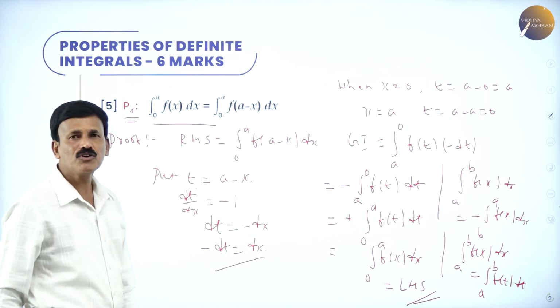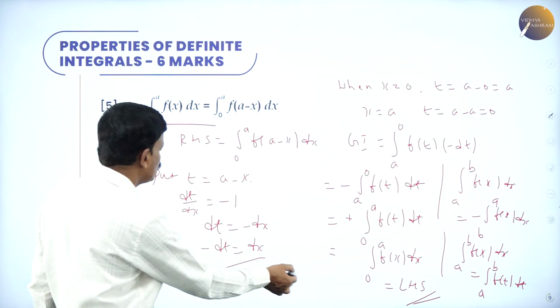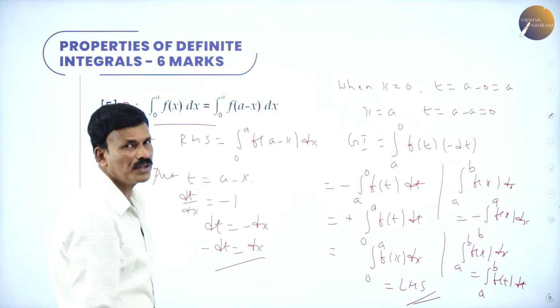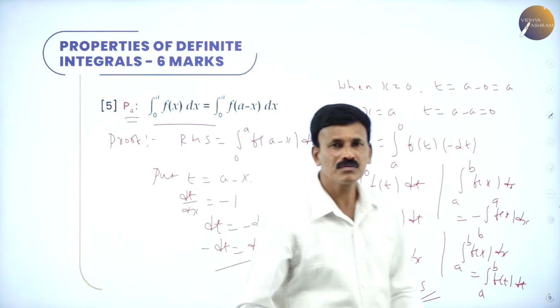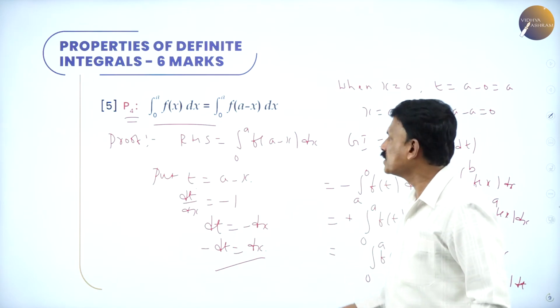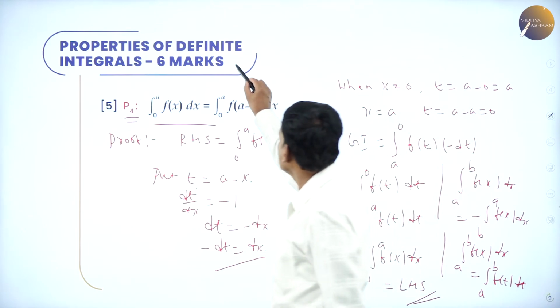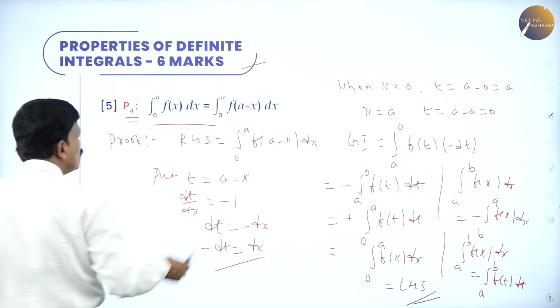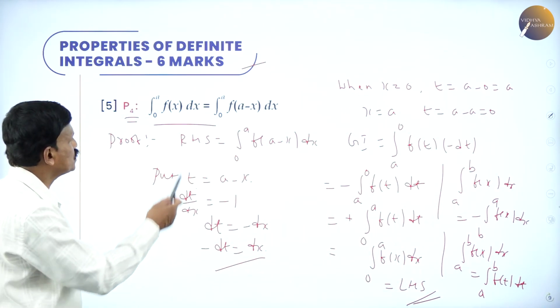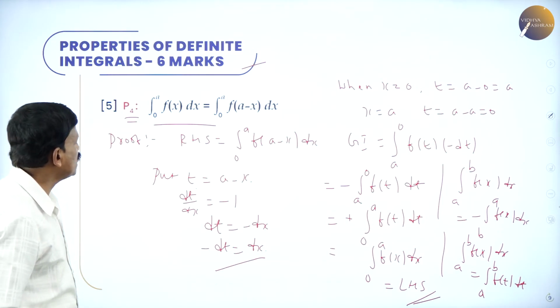0 to a f of x dx is equal to 0 to a f of a minus x dx. Followed? Very important. Very important. You may expect this also for 6 marks along with one example. See, let us write the RHS: 0 to a f of a minus x dx.